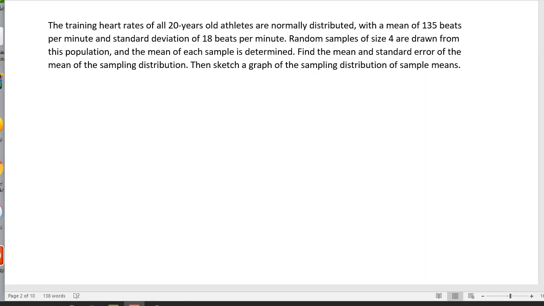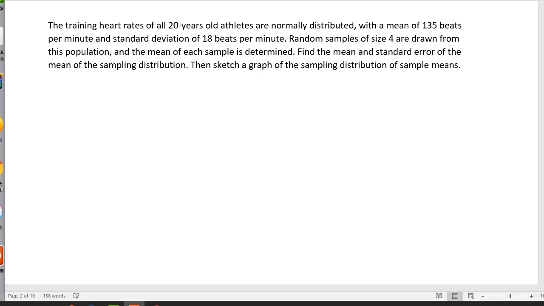I want you to practice one for me now. So again, I've copied and pasted a problem from a Pearson textbook by Ron Larson and Betsy Farber. And in this problem, it says the training heart rates of all 20 years old athletes are normally distributed with a mean of 135 beats per minute, standard deviation of 18 beats per minute. Random samples of size 4 are drawn from this population and the mean of each sample is determined. Find the mean and standard error of the mean of the sampling distribution. Then sketch a graph of the sampling distribution.